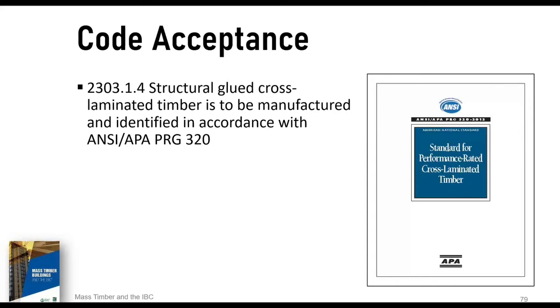There's going to be good information in our future webinars about the significance of PRG 320 when it came to some of the final code provisions that were put into place to allow for the taller mass timber buildings that you'll find in the 2021 editions of the IBC. So watch for that, and the significance of the newer edition of PRG 320 rather than the version that's shown here and referenced within the 2018 IBC.